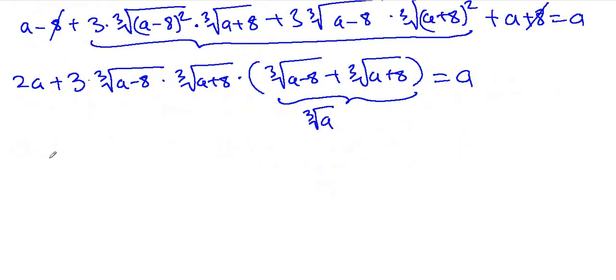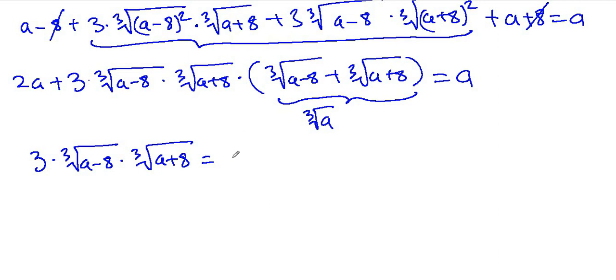Then our equation will be as follows. Let me move this 2a to the right hand side. Then simply 3 times cubic root of a minus 8 times cubic root of a plus 8 times cubic root of a is equal to a minus 2a, which gives us minus a.